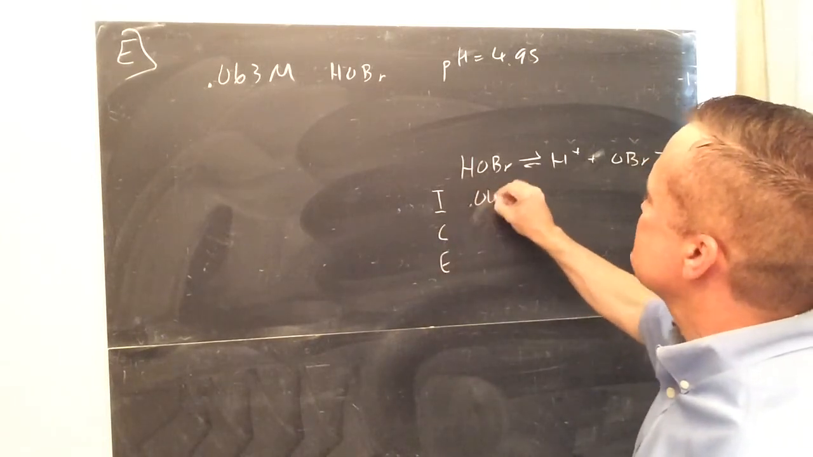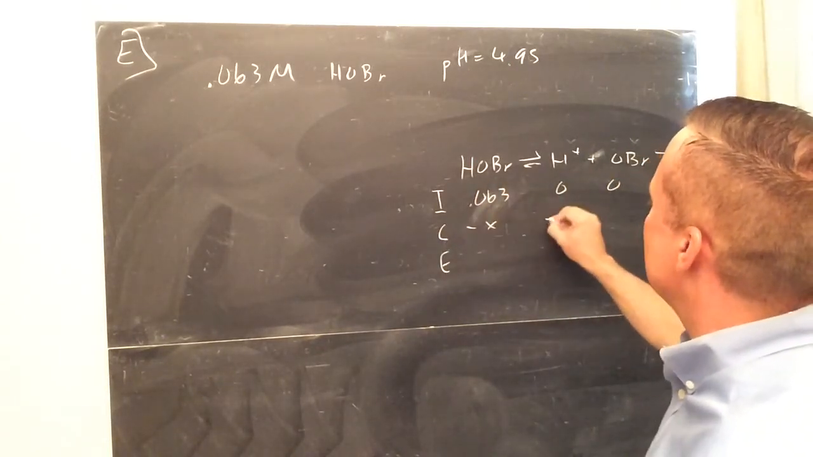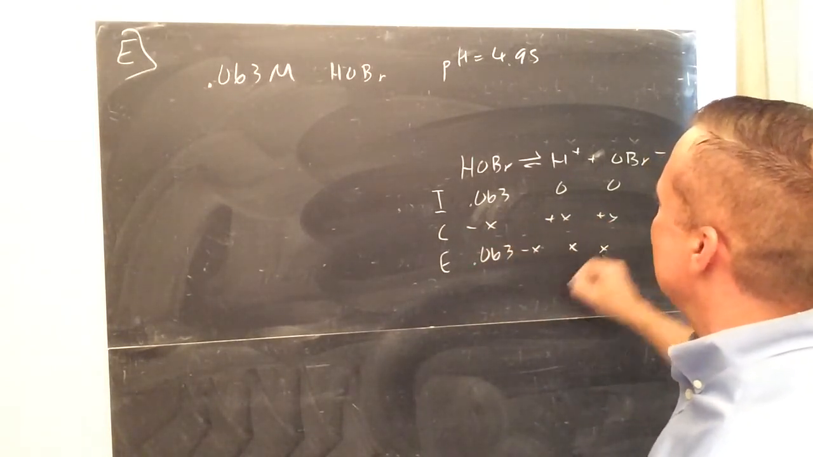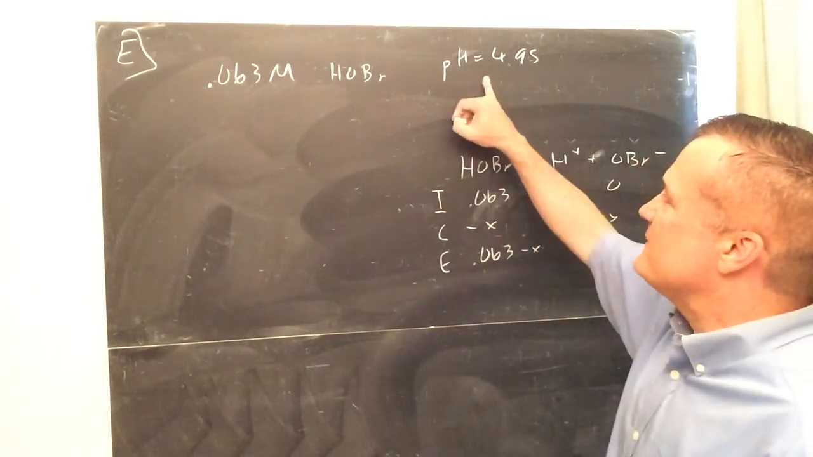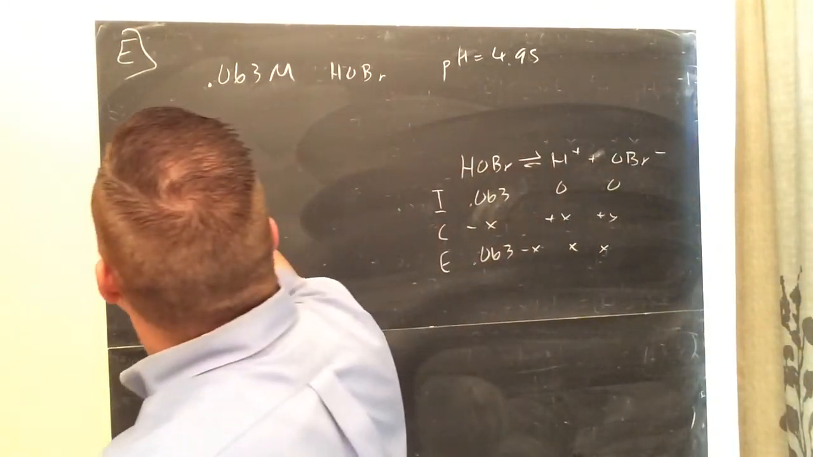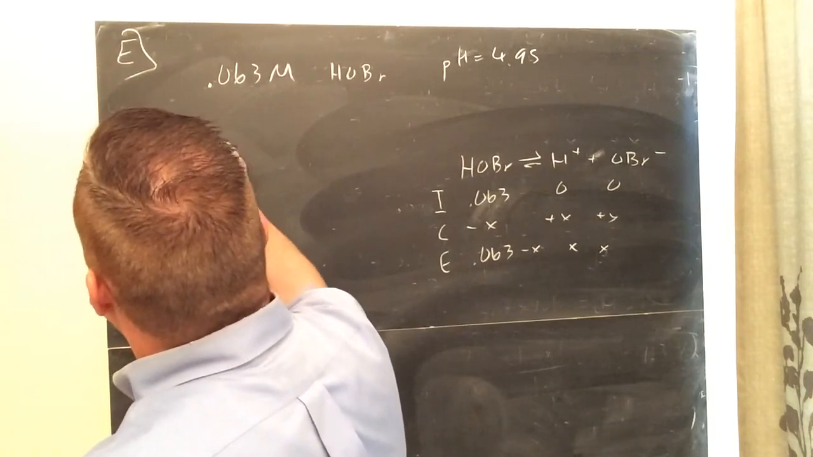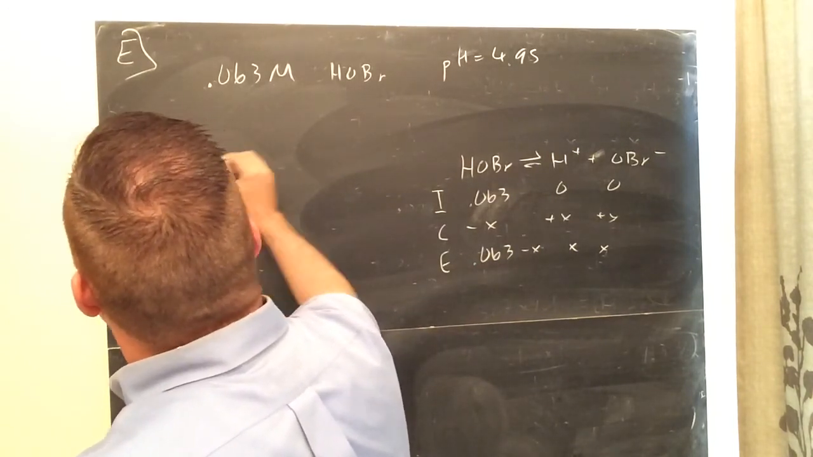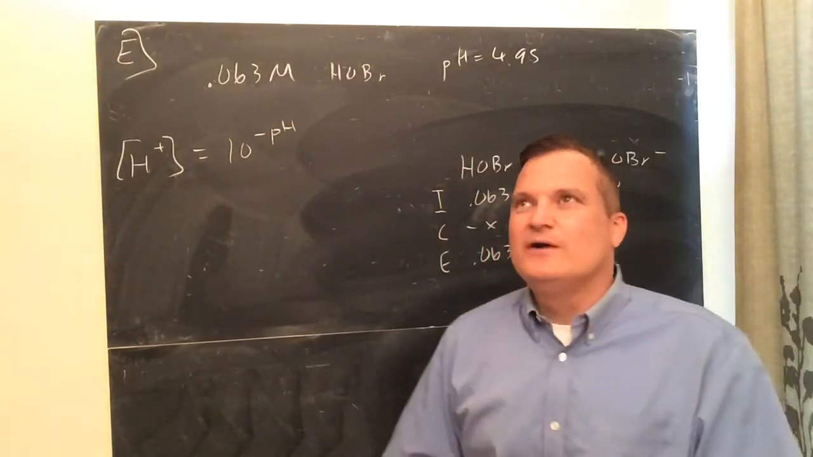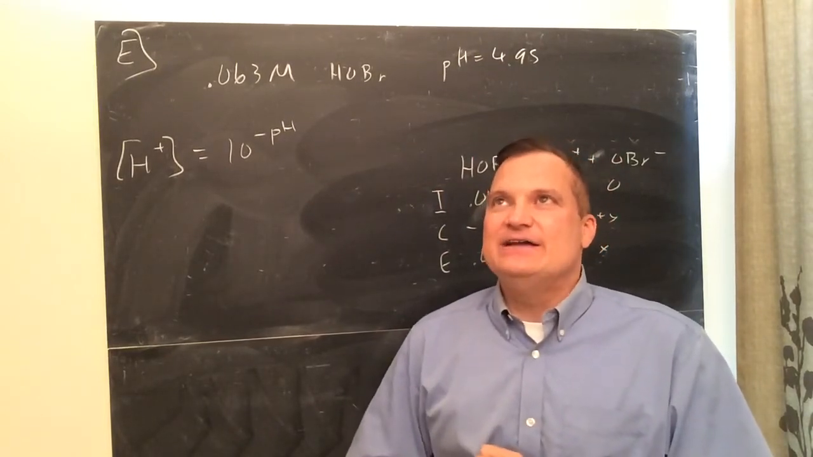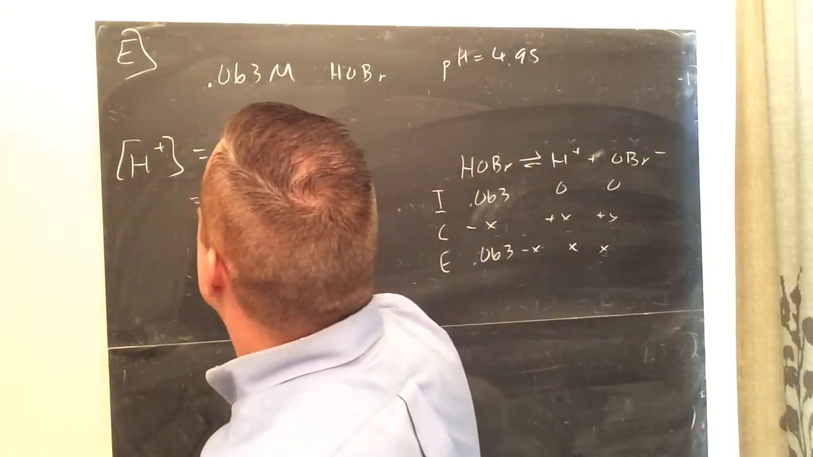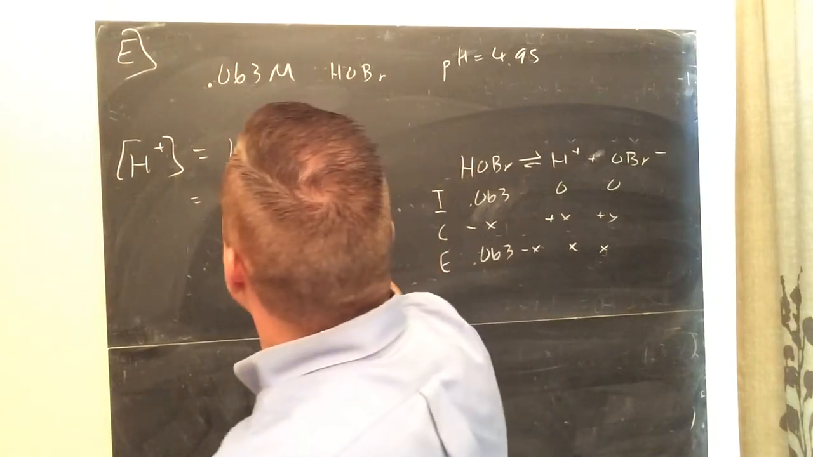Icebox. 0.063 minus x, plus x, plus x. So 0.063 minus x, x and x. Now, since they tell you the pH is 4.95, you can get the H plus from that. Because remember, there's an equation, and this is not written on the AP formula sheet by the way, H plus will always equal 10 to the negative pH power. There's another equation I showed you before, the anti-log of the negative pH. If you wanted to use that one you could too, but this is probably easier. So H plus equals 10 to the negative 4.95 power.